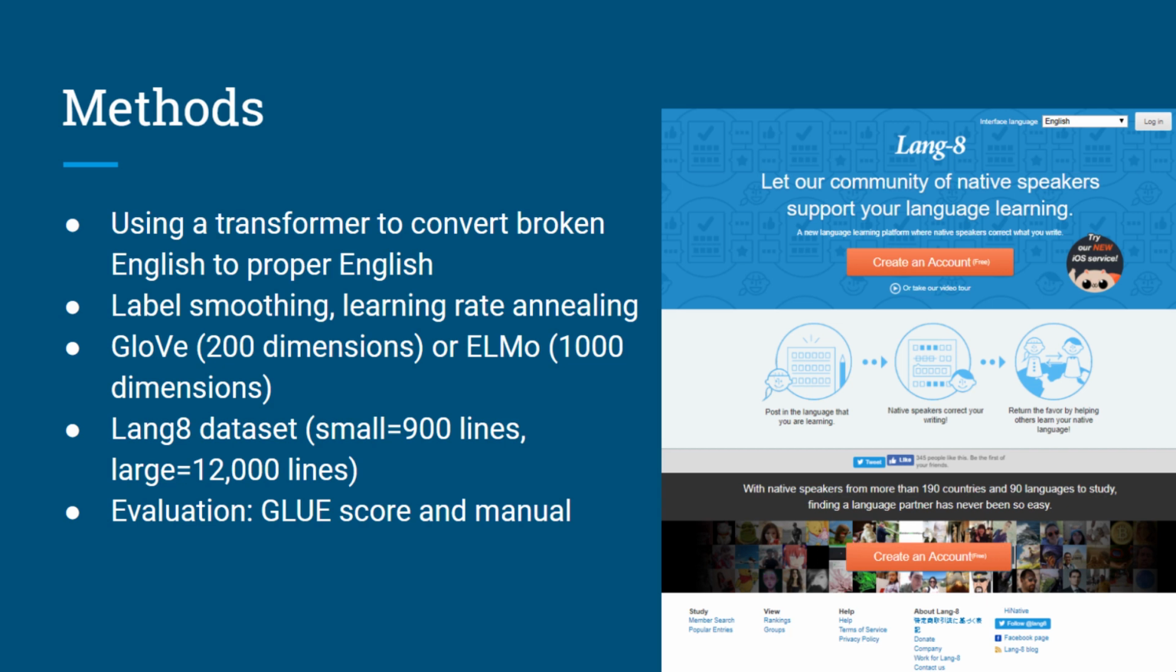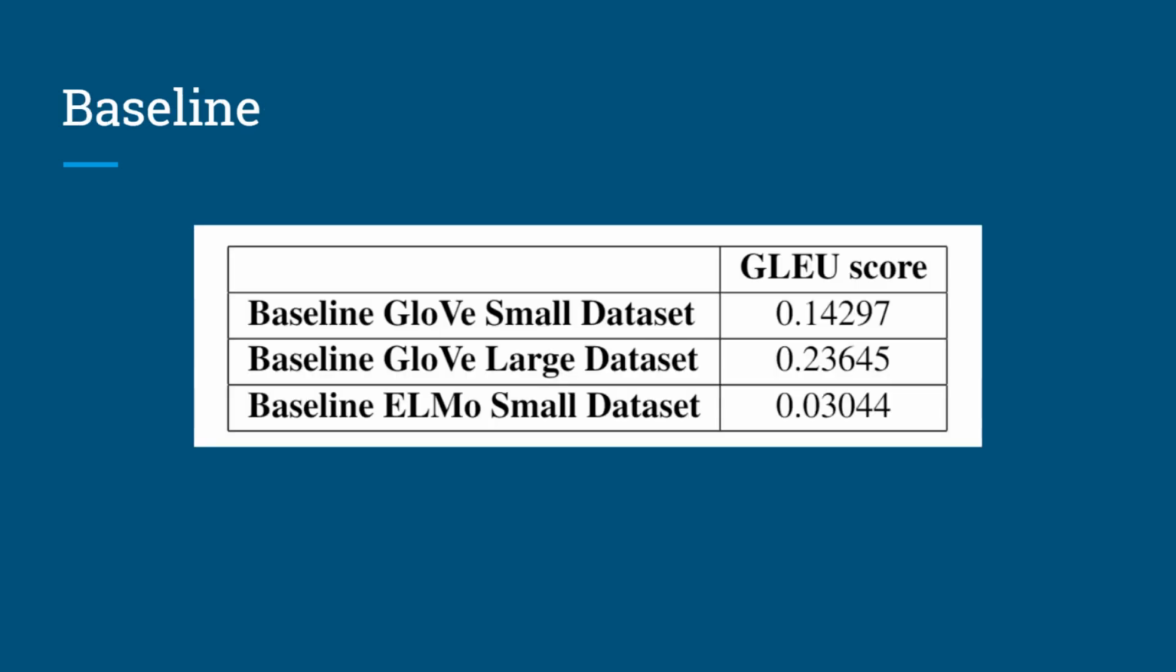The other thing I was going to mention here is GloVe is primarily word-based embeddings, but ELMo is character-based and context-dependent. So ELMo takes like 50 times longer to train, and it's a lot more complex. And then I'll describe later what difference that made.